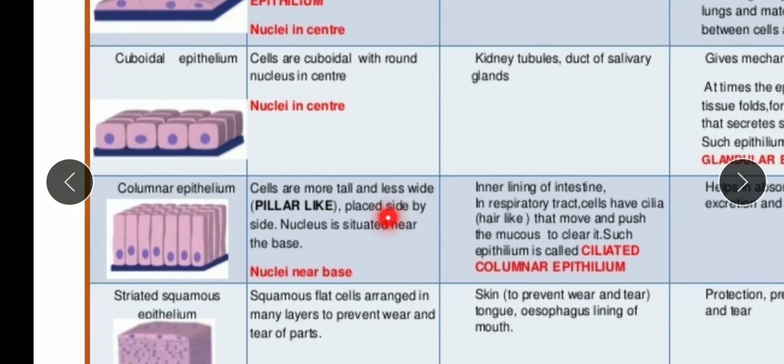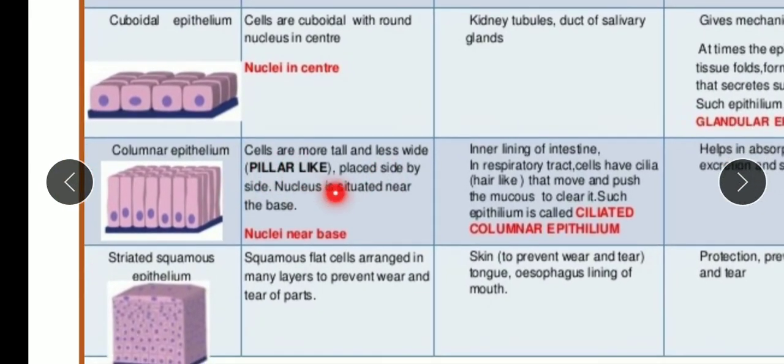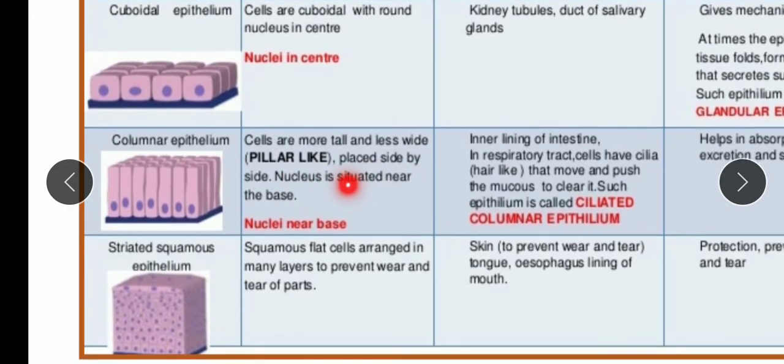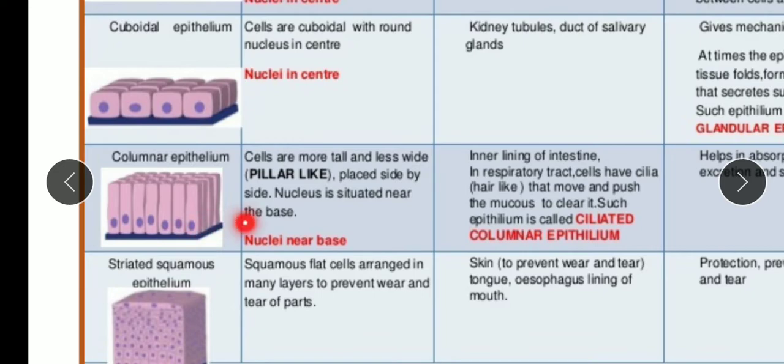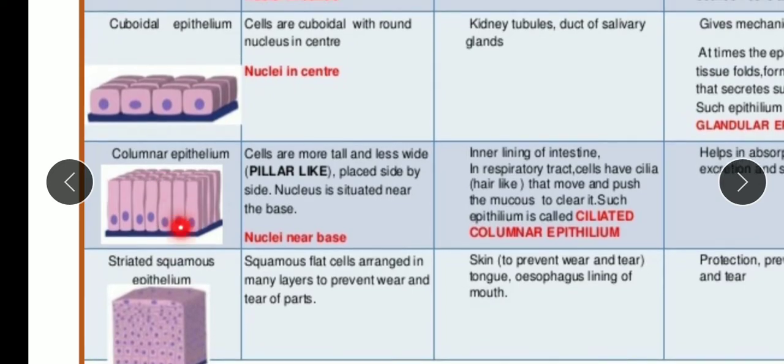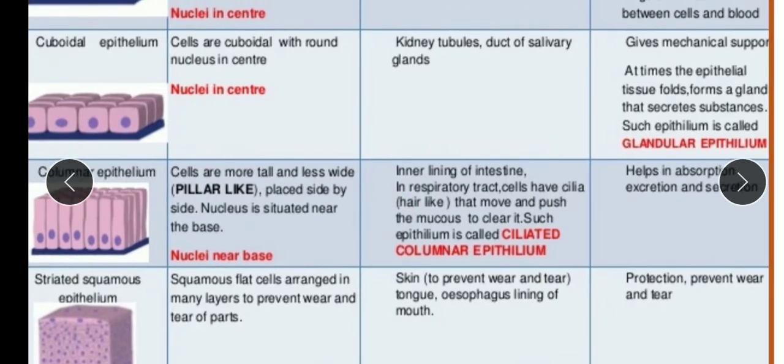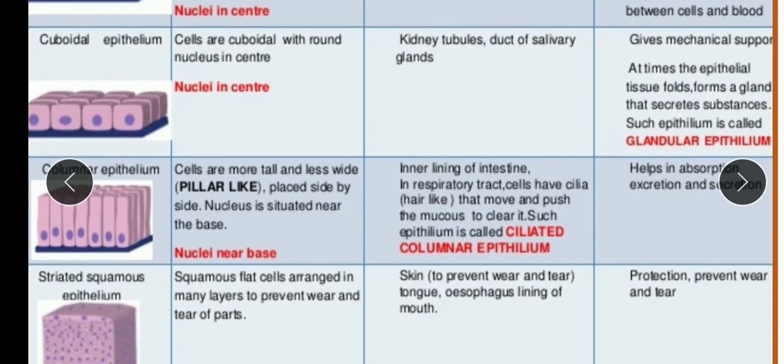So next is the columnar epithelium. Here the cells are taller and less wide, pillar like, placed side by side, and the nucleus is situated near the base. Because these are long cells, the nucleus is located at the base. They are present in the inner lining of the intestine and in the respiratory tract.